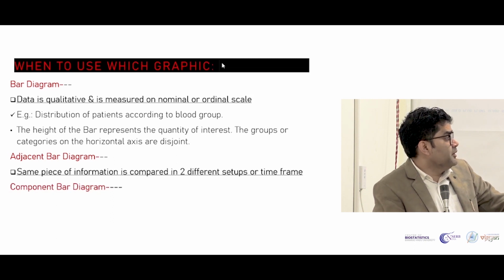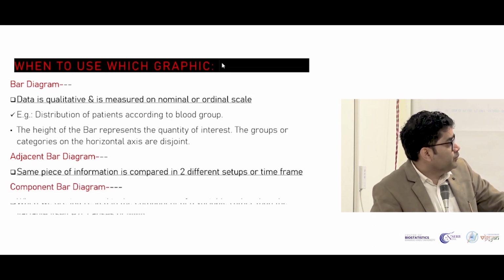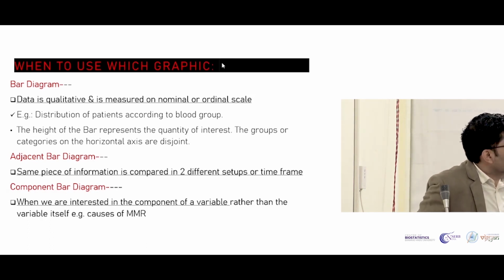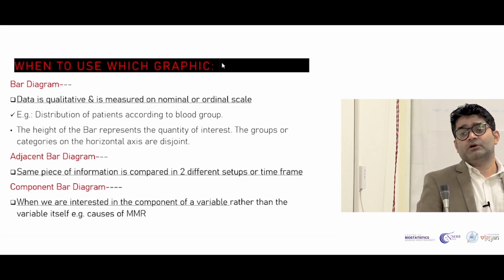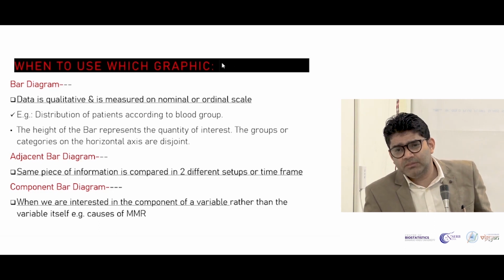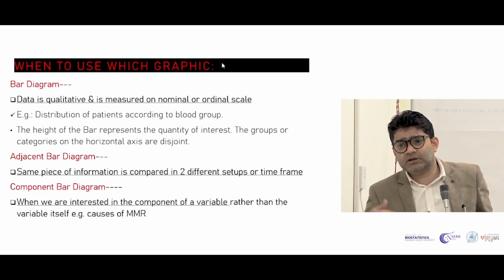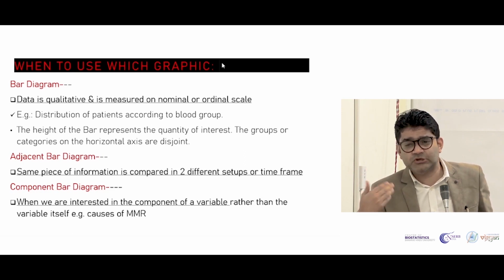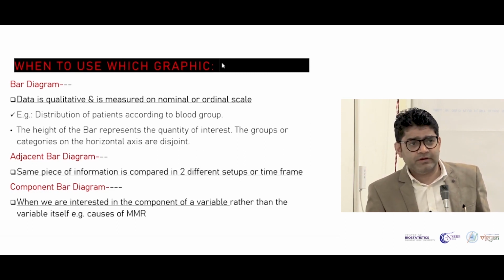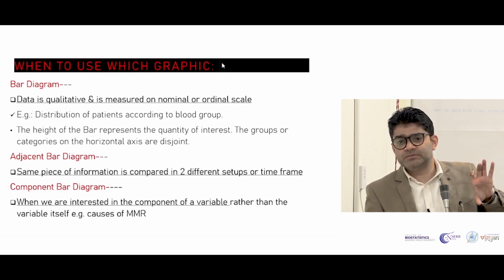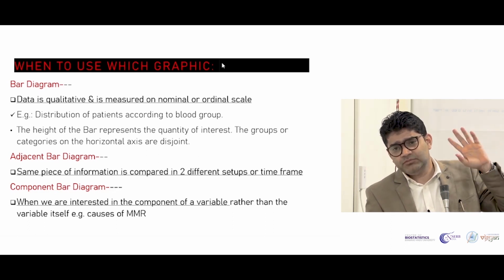Third one, component bar diagram. When to make a component bar diagram? When we are interested in the components of a variable rather than the variable itself. For example, causes of maternal mortality rate, MMR. So we are interested in MMR, but we are more interested in what are the causes for MMR. It can be low age marriage, it can be anemia, it can be pregnancy complication, it can be something else. Okay, so here we are having a bar of 100% height. Same heights, but within the bar there would be some variation.